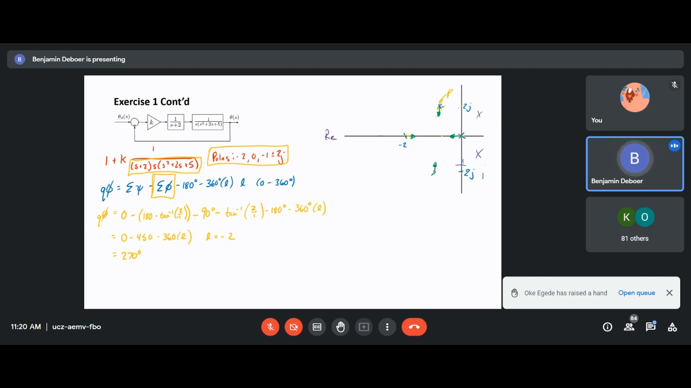Yes, Oki? Is there a hand raised? Sorry, I don't fully understand how to get the poles. Like I didn't really understand the multiples of 360 that you were talking about.